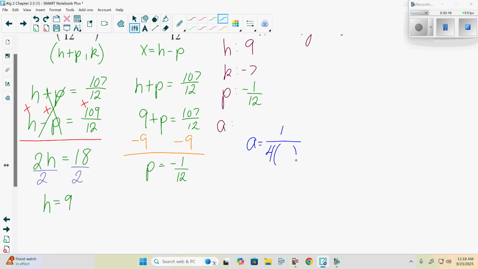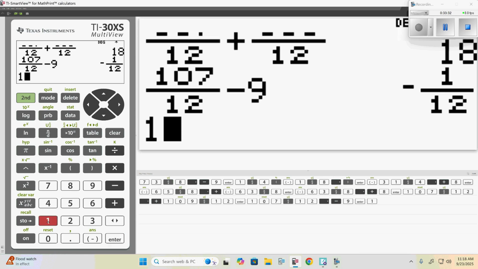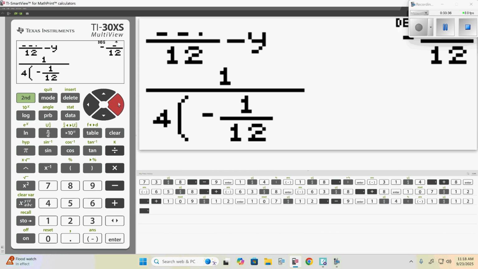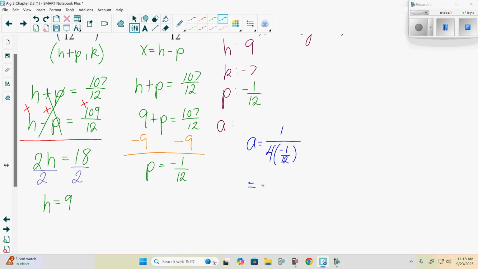Now the last thing we're missing is the value of a. And a is equal to 1 over 4p. Our value p is -1/12. 1 over 4 times -1/12 is -3.